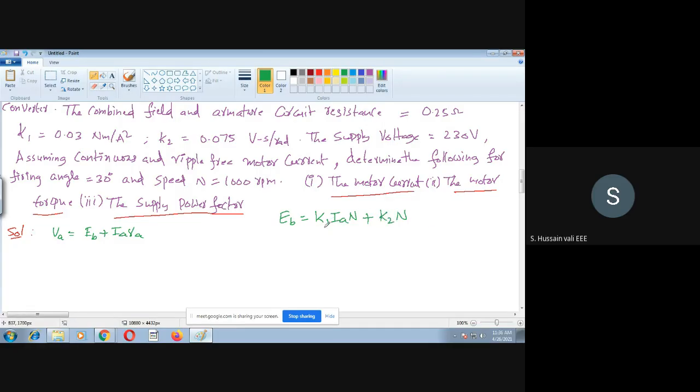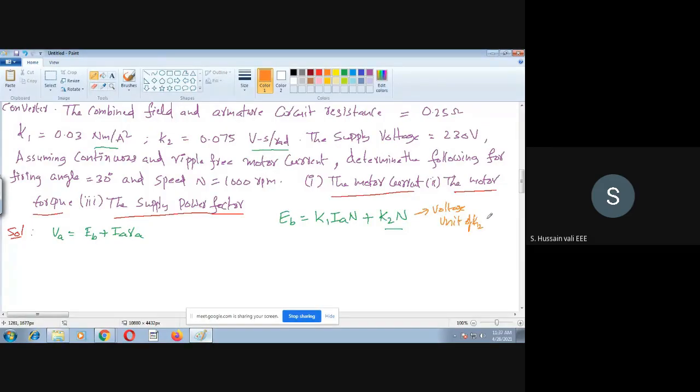Now, you see here you got K1, K2, and here also you got K1, K2. But one thing you must understand, without any confusion, is whether both K1, K2 are the same or there is a difference. The good practice is to check the unit here. What is K2 into N? K2 into N is the voltage. So voltage is equal to K2 into N. Then what is the unit of K2?